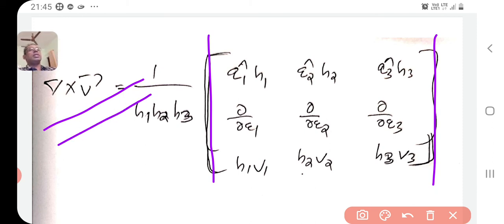So we have the gradient, we have the divergence, we have the curl. All these are very important equations that we need for our later use.